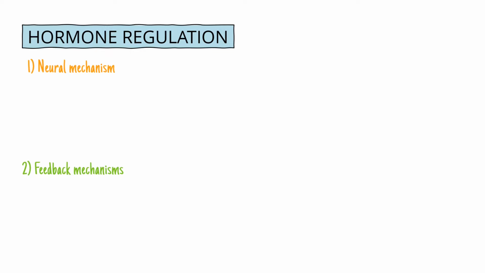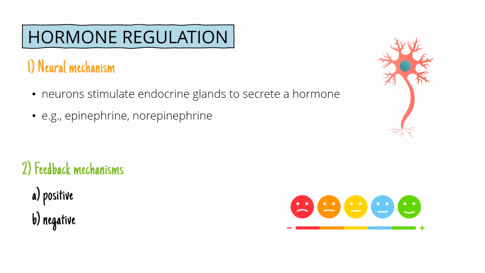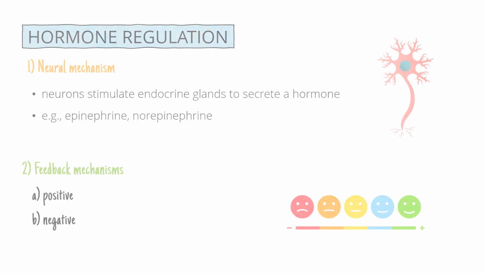Neural mechanism simply means that neurons stimulate endocrine glands to secrete a hormone. This is true, for example, for norepinephrine or epinephrine, as they are released when the nervous system stimulates the adrenal medulla. However, it is not that common as feedback mechanisms, which we are going to look at now. Feedback regulation can be either positive or negative. We'll start with negative feedback first because it's more common.